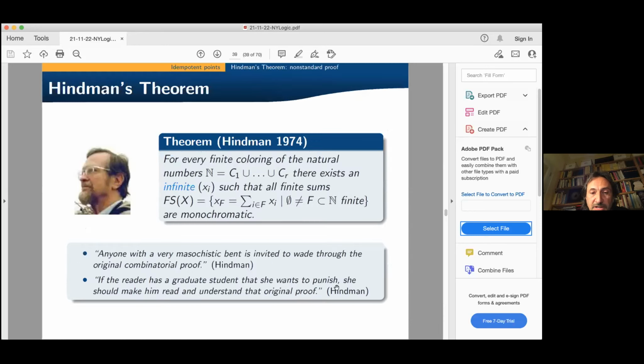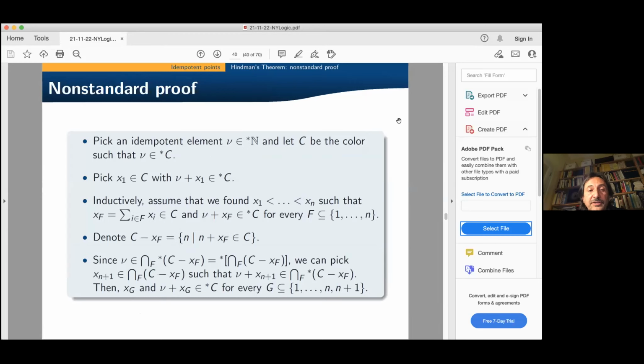Okay, so let's go back to this Hindman theorem. It's a strong generalized version of Schur's theorem, where one has an infinite sequence of elements with the property that all possible finite sums belong to the same piece of the partition. And the original proof was not easy. Hindman likes to make jokes about that. The ultrafilter proof is much simpler, but the idea of the ultrafilter proof can be isolated, and one can have this really short proof by using idempotent elements.